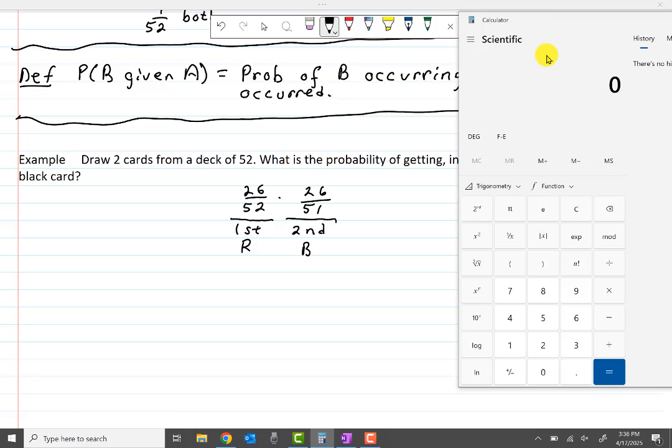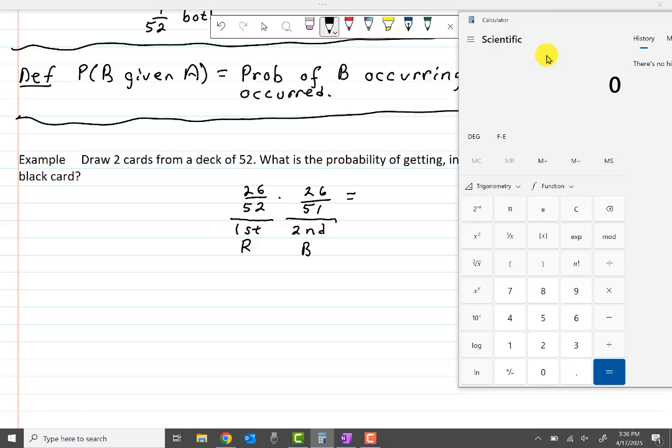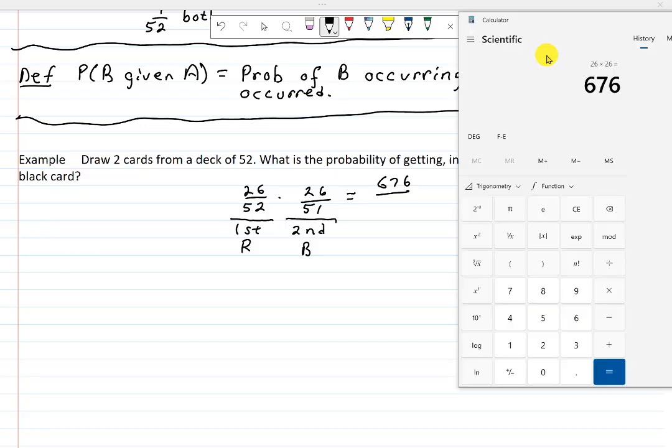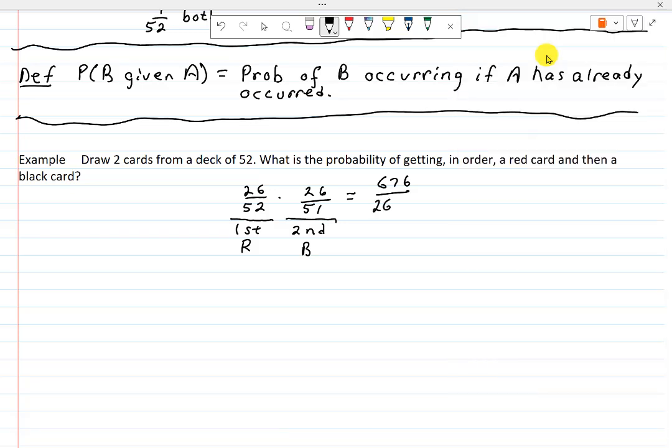Now when you multiply these two things together, remember, you multiply the numerators together and you multiply the denominators together. So the numerators, I'm going to have 26 times 26, which is 676. And then 52 times 51, 2652. If you want, turn them into decimals if you like. I'm leaving them as fractions because I noticed that the homework sometimes requires you to leave them as fractions. But it's easy to put these as decimals.